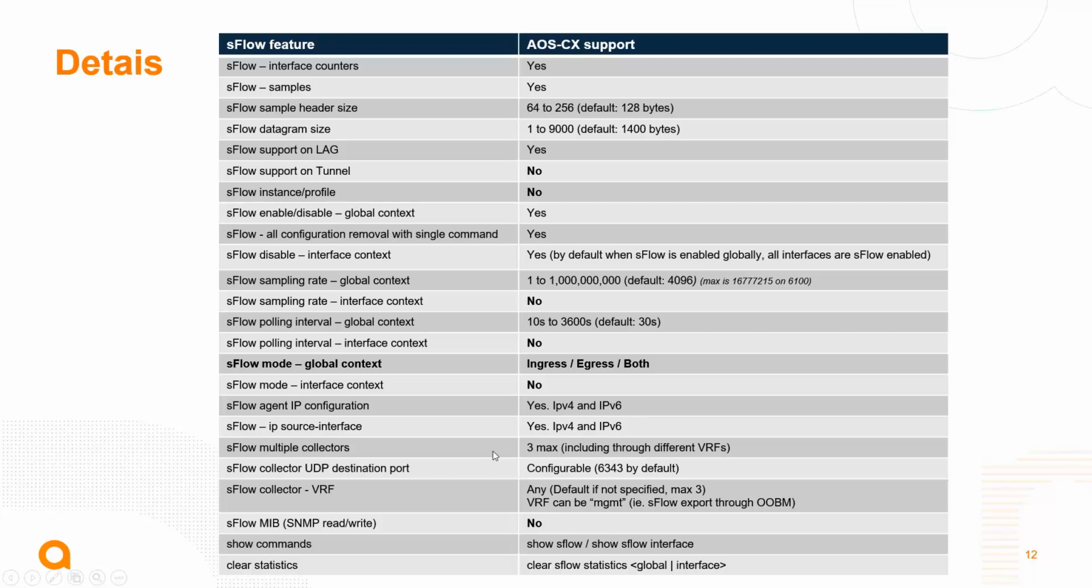The sFlow can be exported to multiple collectors, with a maximum of 3. Each of them can be over a different VRF. The UDP destination port is configurable, and it's 6343 by default. And you can use any VRF that is needed, with a maximum of 3 different VRFs, as you support up to 3 different collectors in the sFlow configuration. The VRF can be management, so it means that the sFlow collector can be reachable through the out-of-band management port.